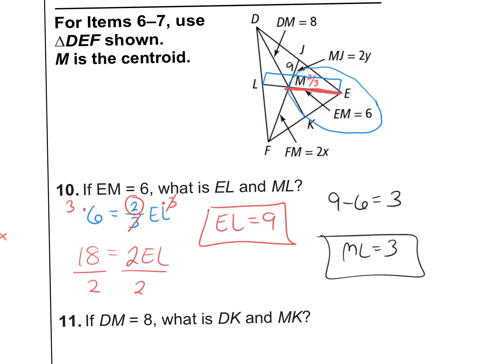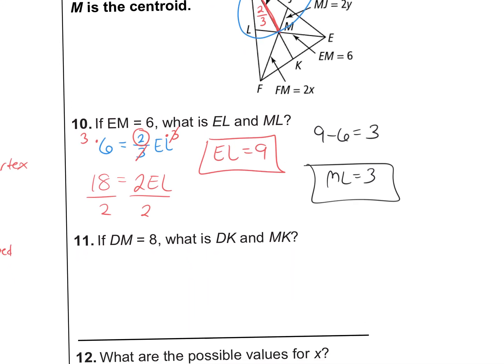Let's look at number 11. Number 11 is talking about DM, which is here. We know DM is 8. What else do we know about DM? That is bigger. Which fraction, right? Yep, 2/3 of the whole thing. So make an equation with what you're given. We know DM is 8. We also know DM is 2/3. So what's an equation I can make?